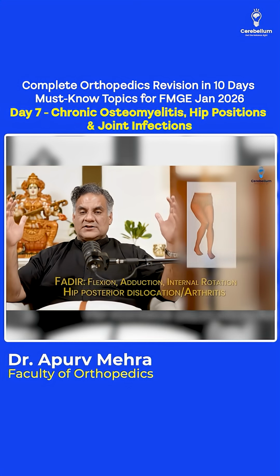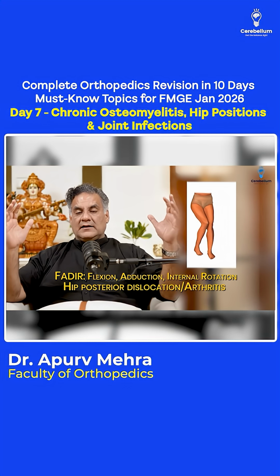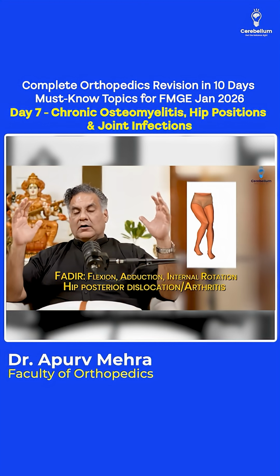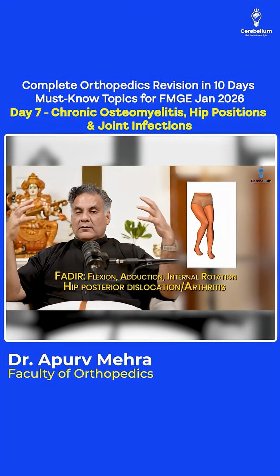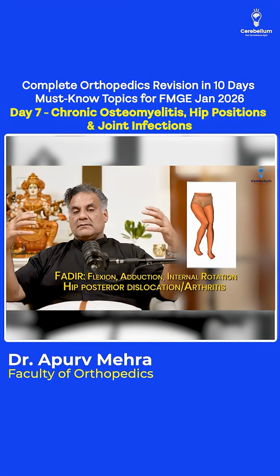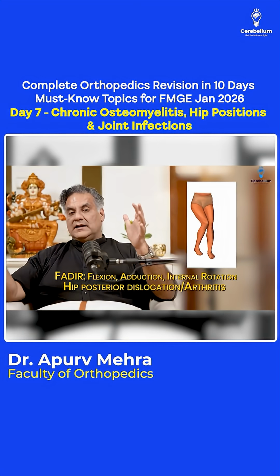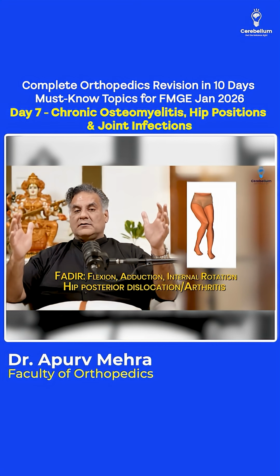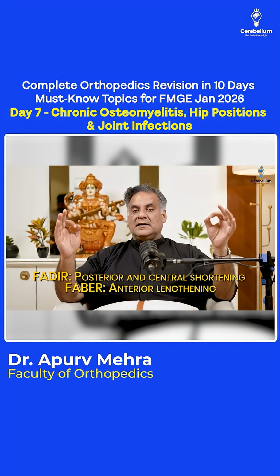Opposite of it, flexion, adduction, internal rotation, that is FADIR, is indicative of arthritis or posterior dislocation. So posterior dislocation is more common than arthritis. In trauma, posterior dislocations are much more common than anterior dislocations. That is why in FABER, anterior dislocation is a cause later. But in FADIR, posterior dislocation is the number one cause. And remember, in FADIR, shortening is there.